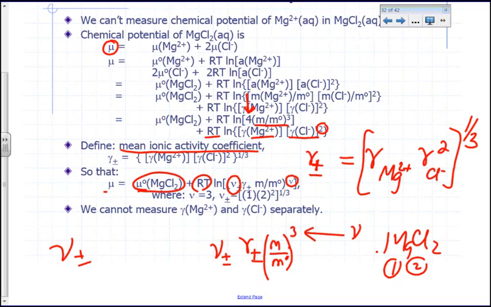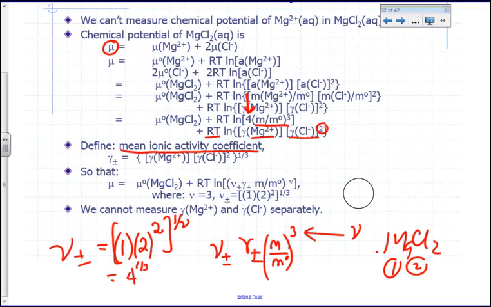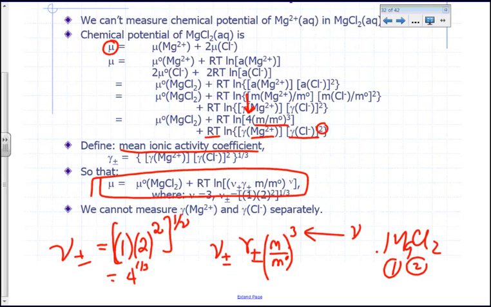Nu plus minus is saying you get 1 cation and 2 anions. You have to raise that to the power 2, that gives you 4, and you take the cube root of that, raised to the power 1 over nu. So 4 raised to the power 1/3. That simplifies the expression we have for chemical potential of an electrolyte. This is right here: mu naught of magnesium chloride plus RT ln nu plus minus gamma plus minus M over M naught raised to the power nu.